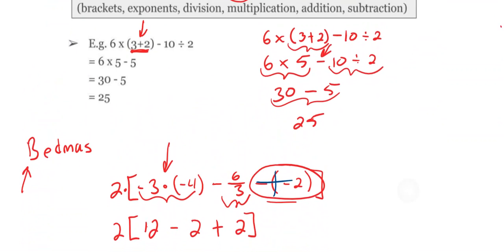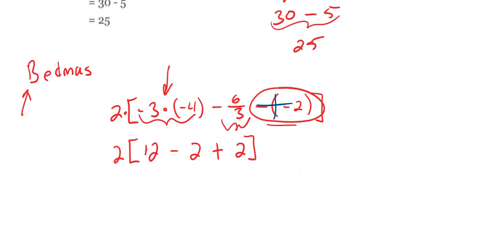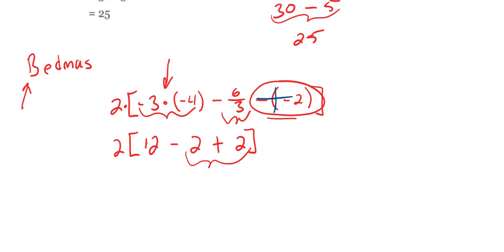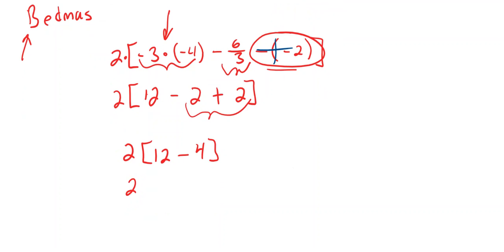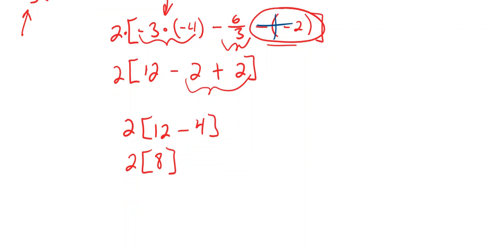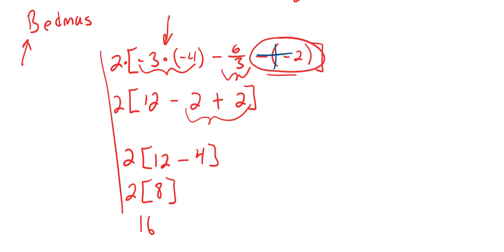So now we are doing addition. So let's go 2 plus 2. So we'll just write it all again. So we've got 2, square bracket, 12, and then this becomes minus 2 plus 2 is 4. So then now we're doing inside the bracket. So we've got 2 bracket, 12 minus 4 is 8. And then 2 times 8 is 16. Do you guys see how I was saying you just work your way down until you end up with a single number?